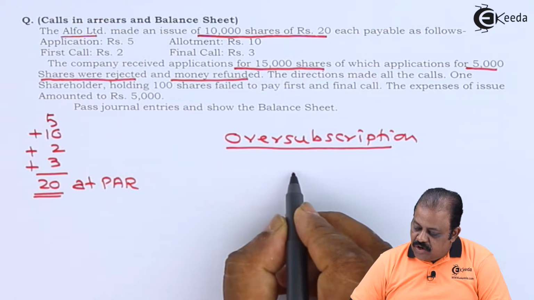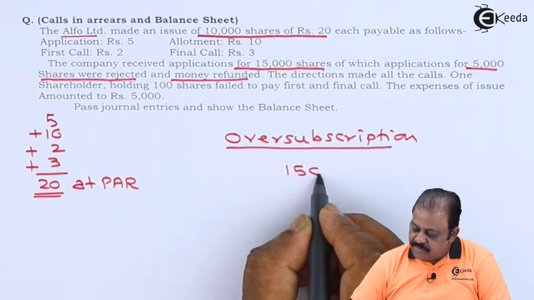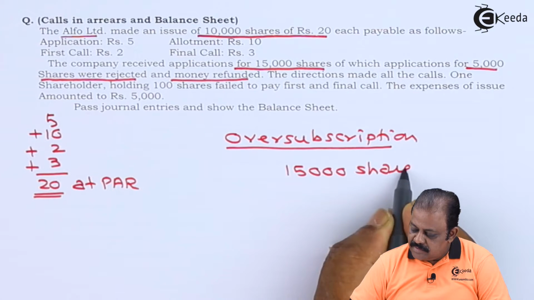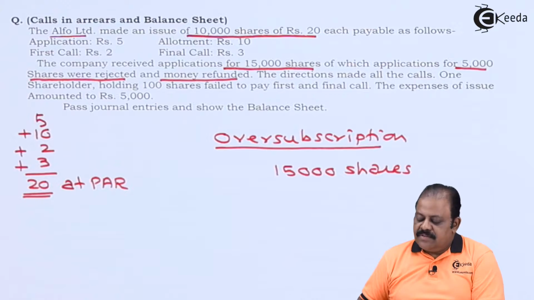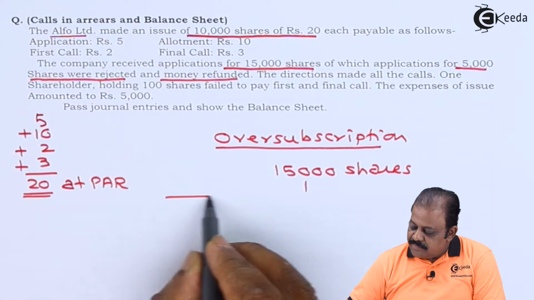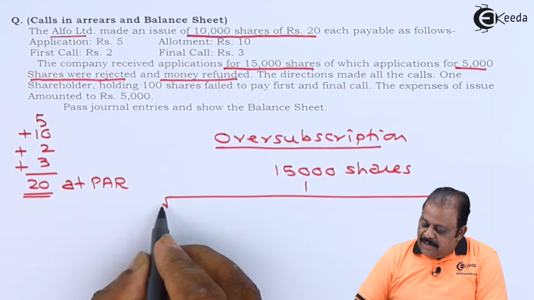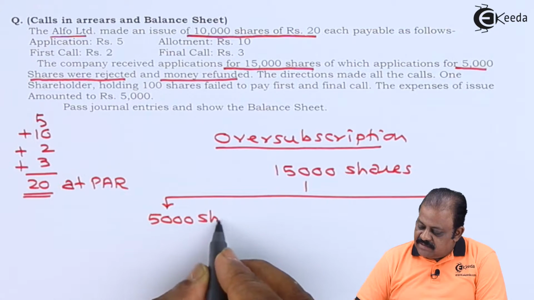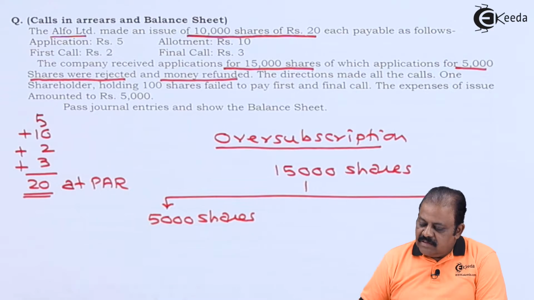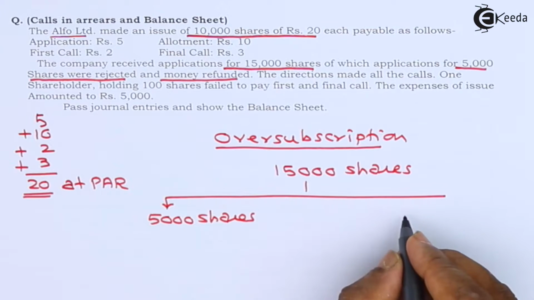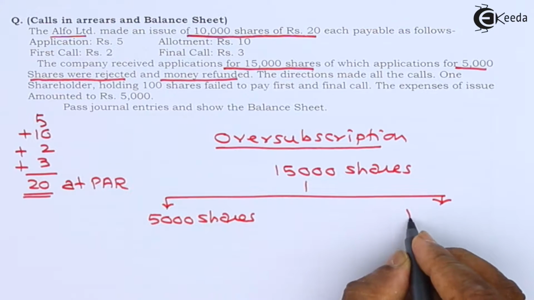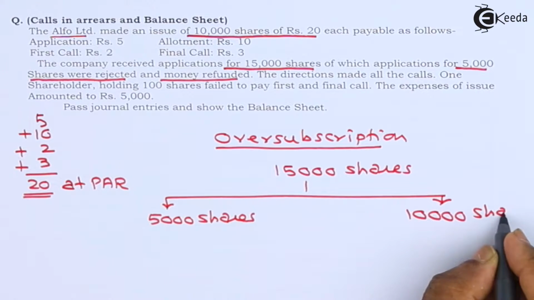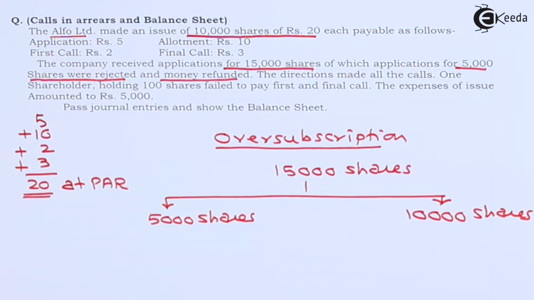Company got applications for 15,000 shares. Of these, applications for 5,000 shares were rejected. That means applications for 10,000 shares were considered and shares allotted to them.